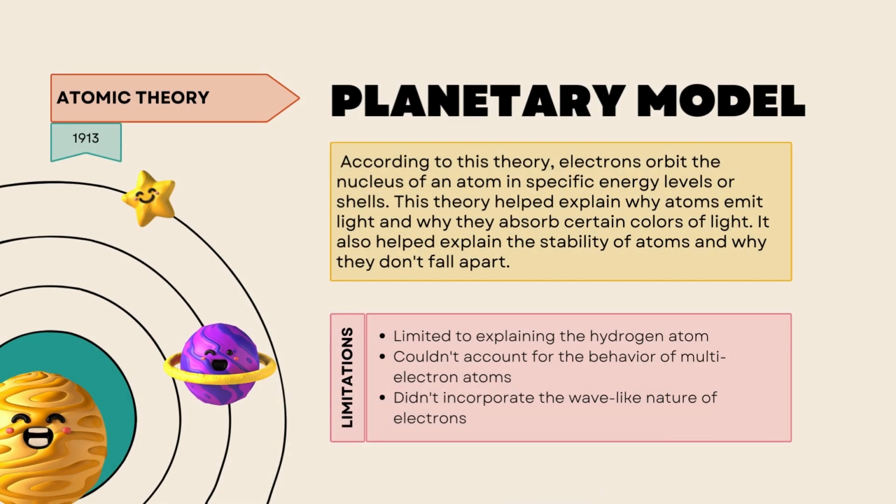Planetary model. According to this theory, electrons orbit the nucleus of an atom in specific energy levels or shells. This theory helped explain why atoms emit light and why they absorb certain colors of light. It also helped explain the stability of atoms and why they don't fall apart. Limitations. Limited to explaining the hydrogen atom. Couldn't account for the behavior of multi-electron atoms. Didn't incorporate the wave-like nature of electrons.